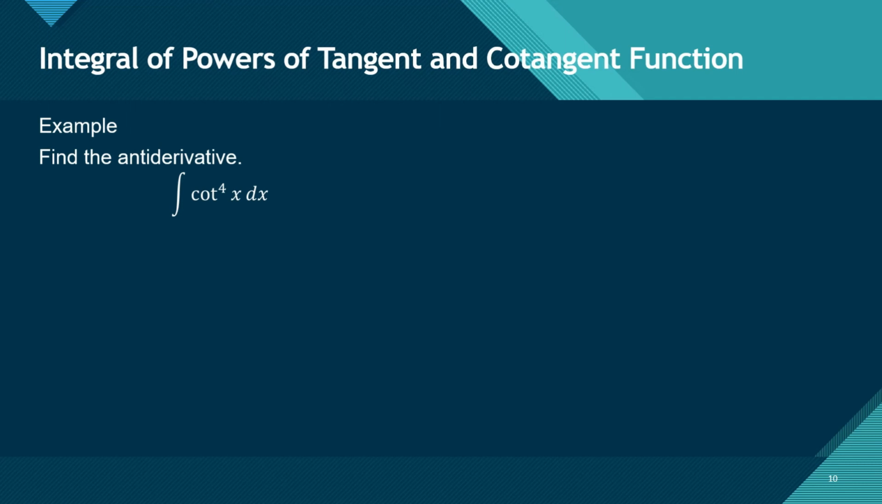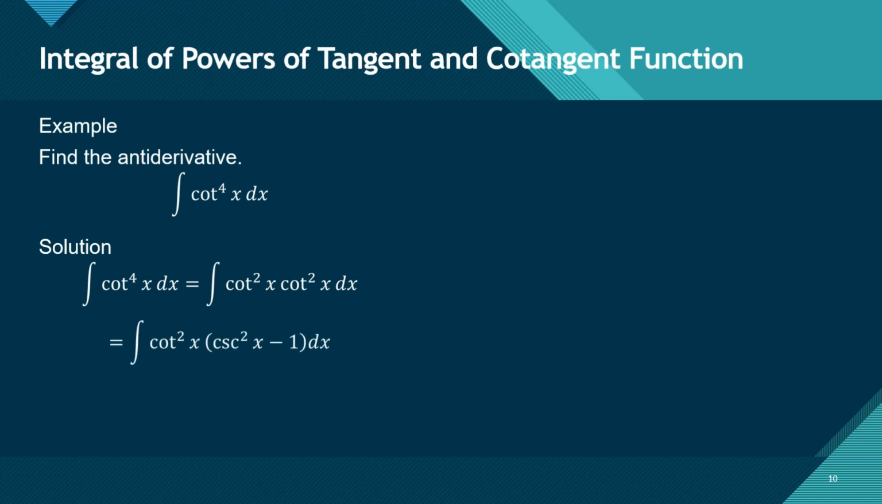If you decide to do it using one technique and it leads you nowhere, you cannot find the direction for your solution, you have to scrap it and begin a new solution using a different technique. So in this case, I will write this function in this way. And then I will use the Pythagorean identity for the square of cotangent of x. The square of cotangent of x is equal to the square of cosecant of x minus 1.